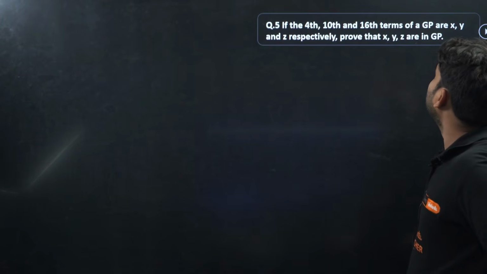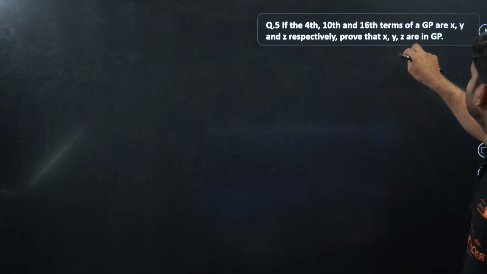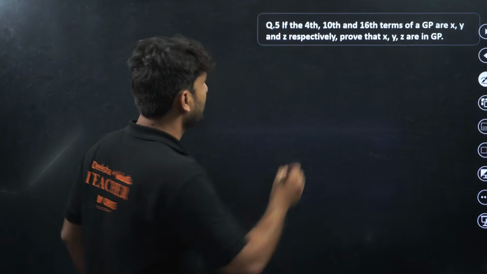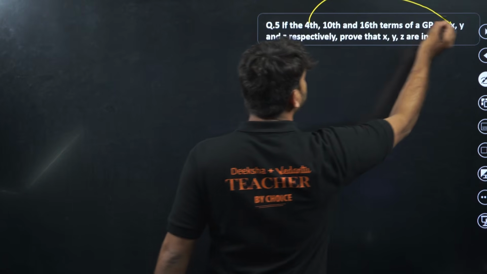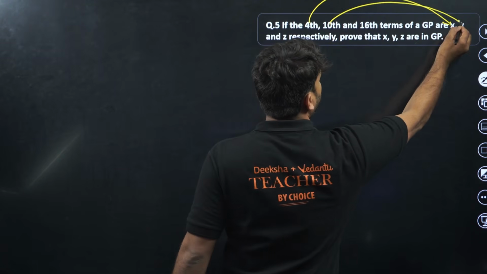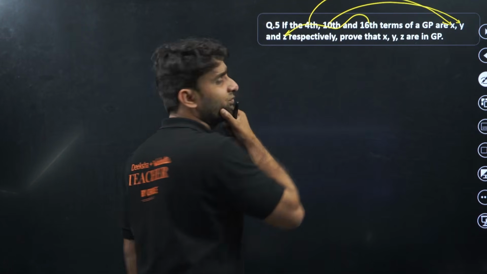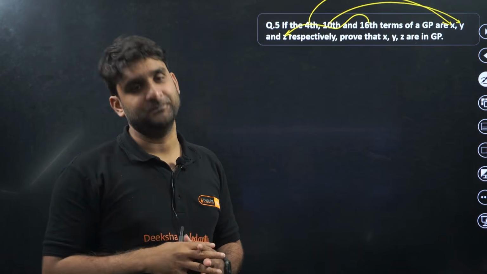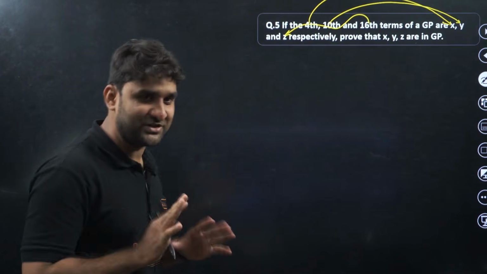If the 4th, 10th and 16th terms of a GP are x, y and z respectively, prove that x, y, z are in GP. Okay, so basically the question here is, if the 4th term of any GP is x, 10th term is y and 16th term is z, then prove that x, y, z will also be in GP. So let's write the given information first.